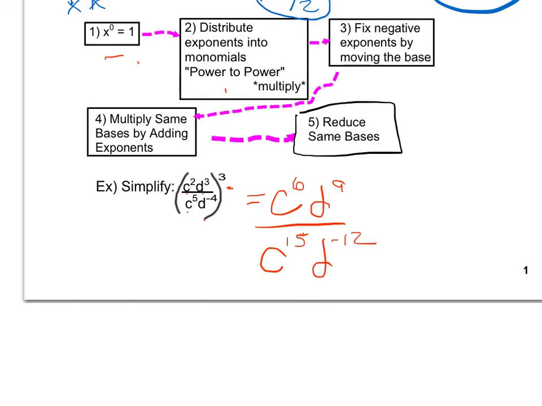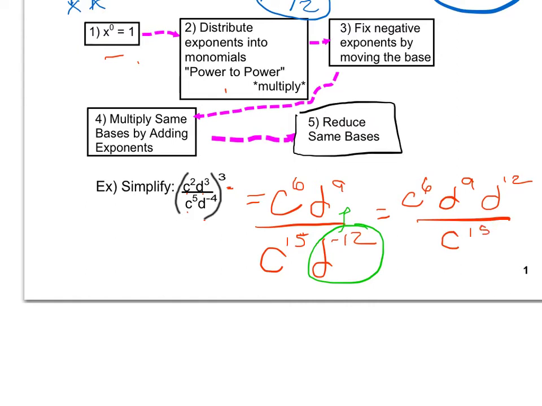Moving along my flow map, the next thing I want to do is fix my negative exponents. I do that by moving my base. I only have one base that has a negative exponent. It is d to the negative 12. So it will travel up. Remember, when it travels, it gives up its ticket, giving me c to the 6th, d to the 9th, d to the positive 12, all over c to the 15th. I've now completed steps 1 through 3 of my flow map.